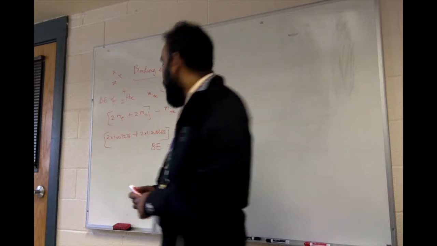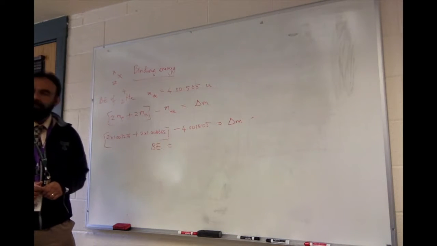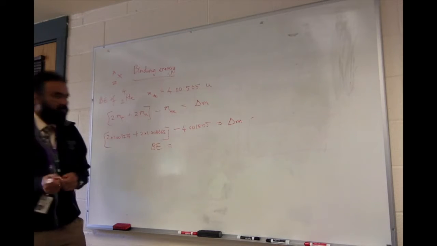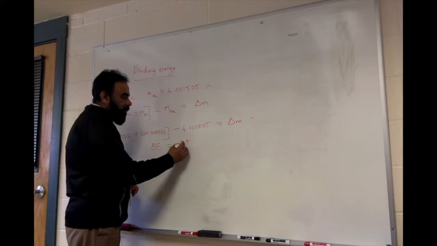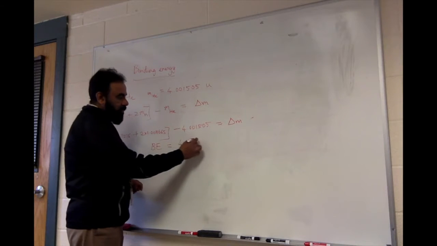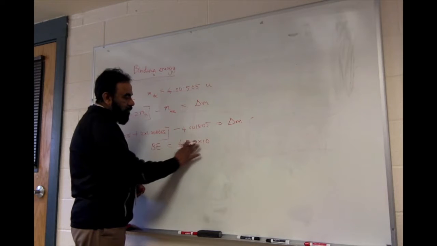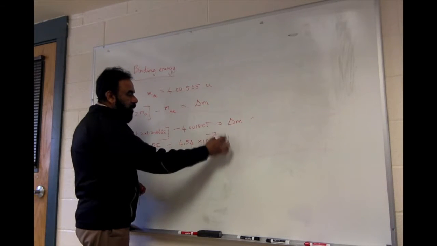How much? 4.5, and then negative 12. 4.5. Anything more? 10 to the negative 12. 4.54 times 10 power negative 12. Yeah, I'm confused.